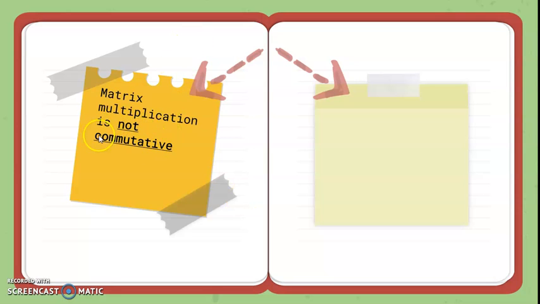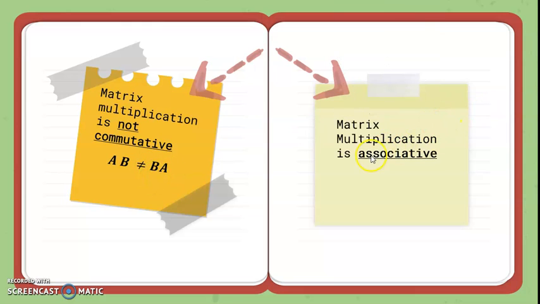Matrix multiplication is not commutative. What does commutative mean, class? Pause this video and I want you to search what is commutative. Commutative means position, the position of A and B. For example, matrix A multiplied with B is not equal to matrix B multiplied with A, because the position changes. However, matrix multiplication is associative. Associative means grouping. You don't change the position, but you just group which matrix you do first.